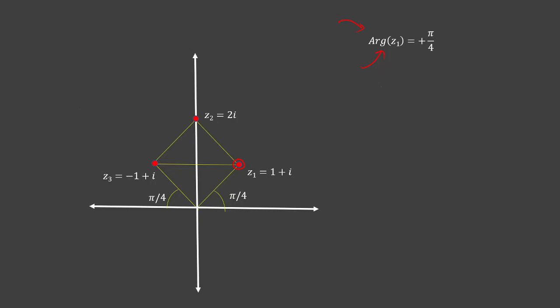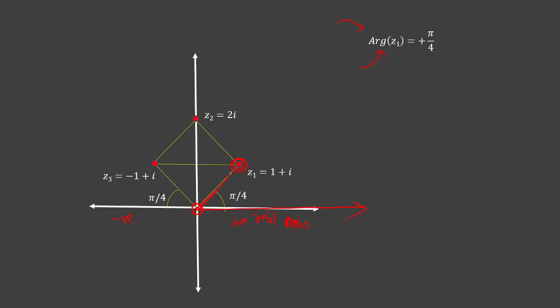But I would like to make a very important point here. It's like the argument of Z1, how is it defined? It's not defined just by looking at this point Z1, right? You will have to see where the origin is. You will have to see where the real number axis, real axis is. That is the positive real axis, not the negative real axis. So you'll have to think of this positive real axis.